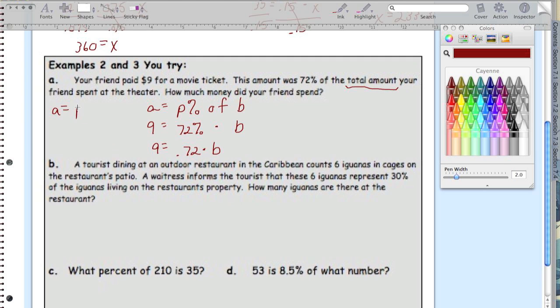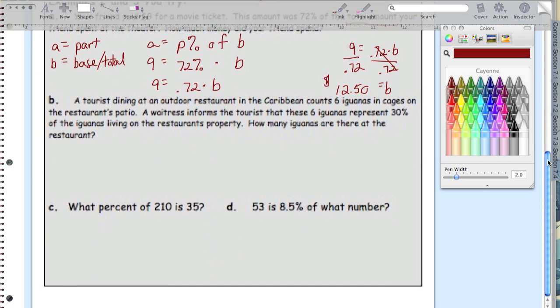Keeping in mind that A is a part of B, which is our base, or the total. Some people think of it that way. All right, so I have 9 equals 0.72 times B. I'm going to divide by 0.72, divide by 0.72. 9 divided by 0.72 is 12.5. So our friend spent $12.50. Very reasonable amount to spend.